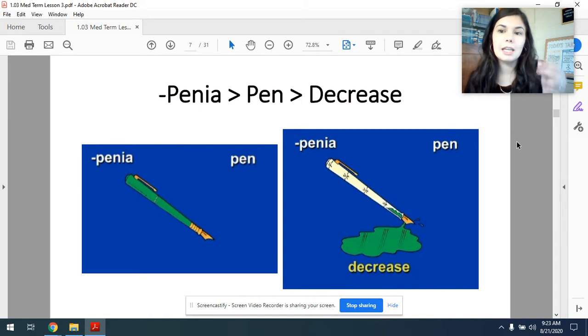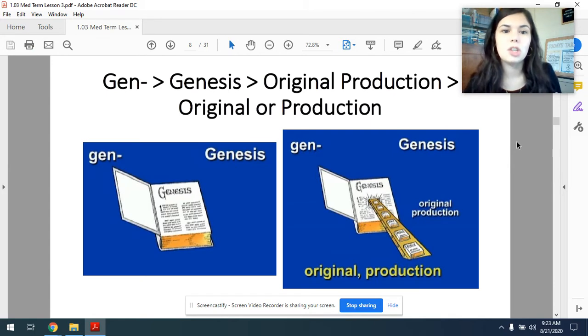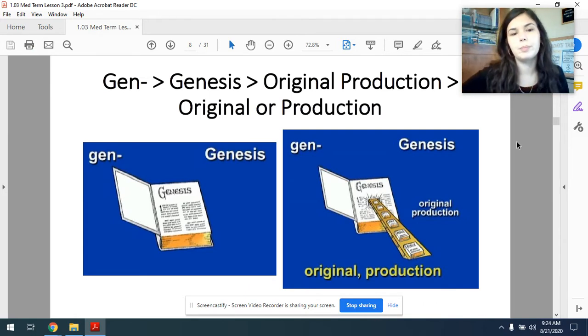Next, we have pinia. Pinia, imagine an ink pen, and all of the ink flows out of it. It has decreased in ink. Pinia, pen, decrease. Next, we have Genesis. Genesis is the original book or first book of the Bible. Genesis, original or production. So I like to think of it as Genesis is the original book of the Bible, original or production.